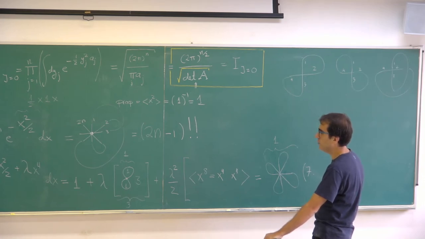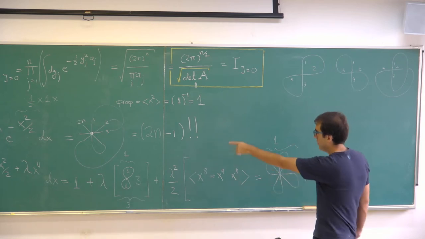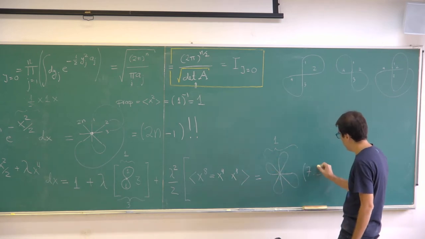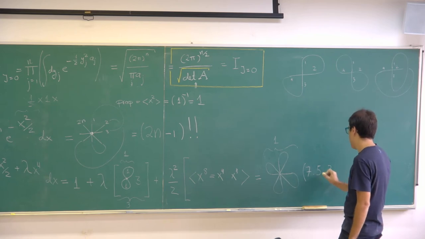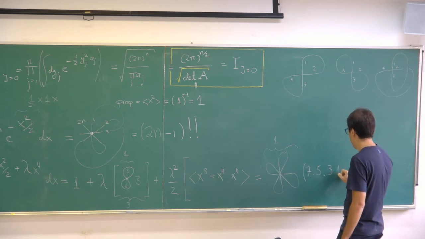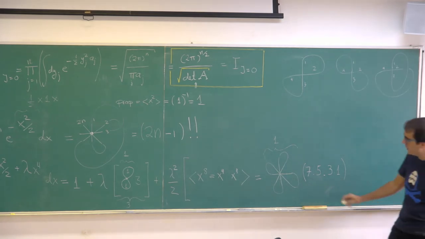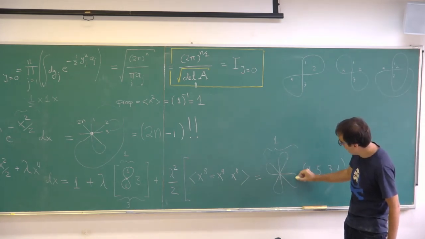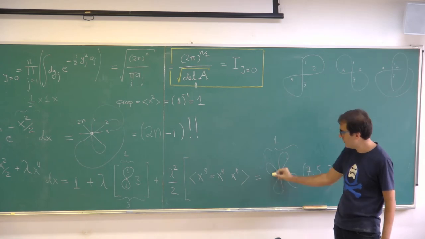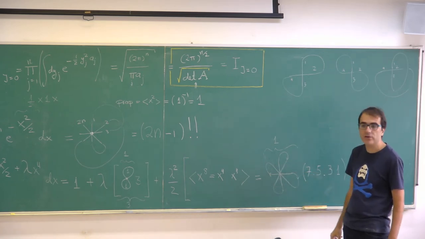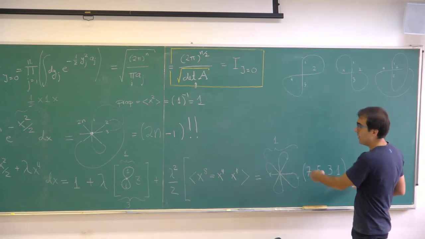When n is 2. When n is 3, I don't get 3, okay. Yeah, it's correct. 7 times 5 times 3 times 1, that's the number of ways of choosing who I contract in the first time, who in the second, who in the third, who in the fourth. But this was just the number we already computed.